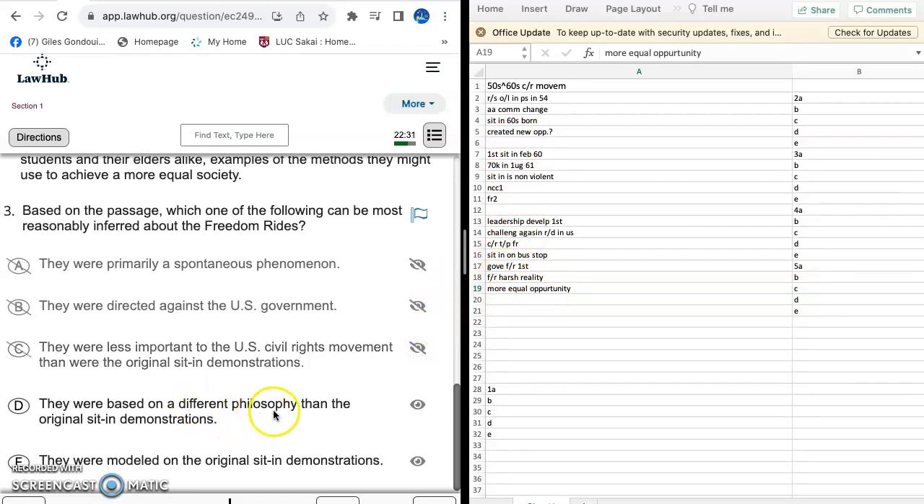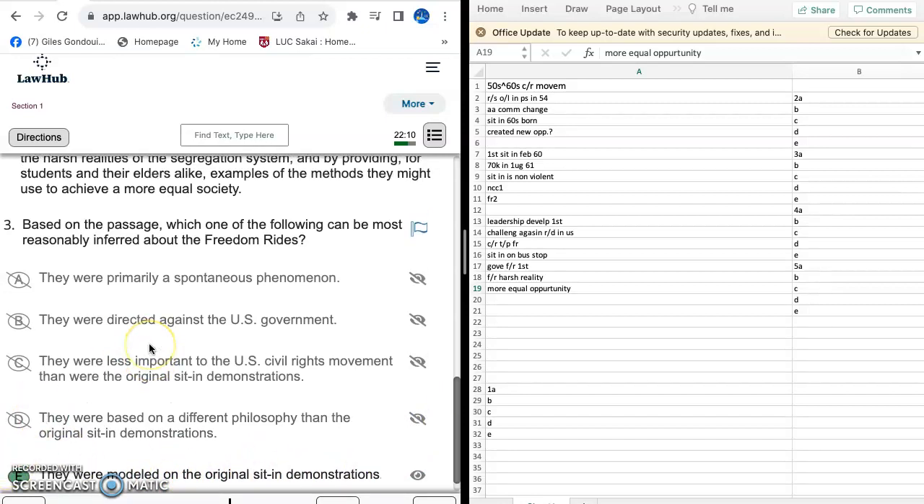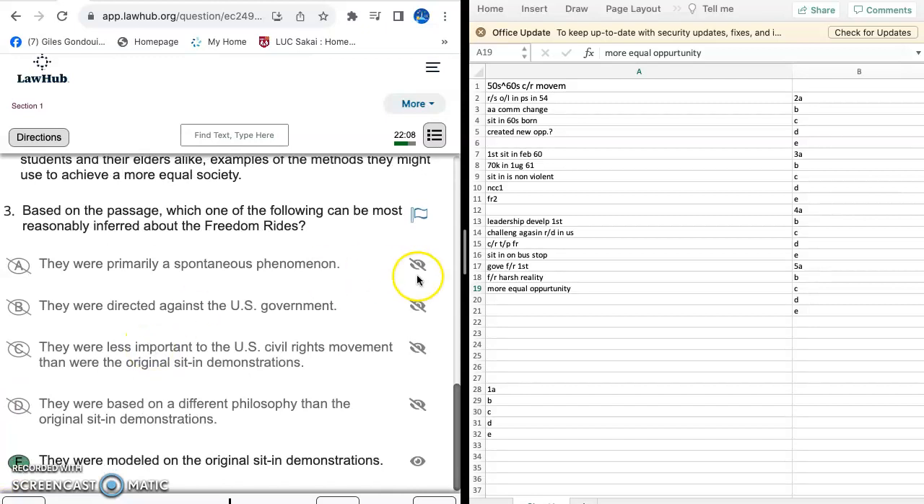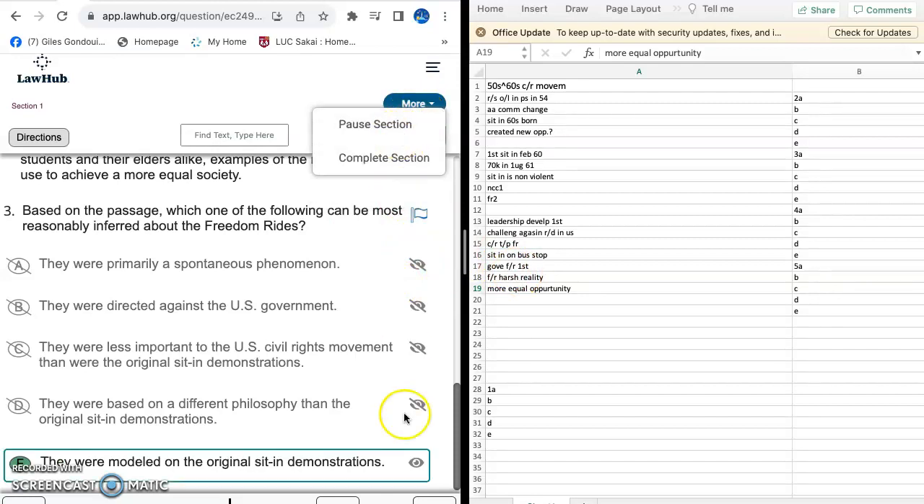They were based on different philosophies than the original sit-in demonstrations. The freedom riders weren't really based on different beliefs. They were based on the same exact method that was going on before. They were modeled on the original sit-in demonstration. That's actually a really good answer, because that's actually what they were doing, was using the sit-in as a method. So let's choose that one. And we got that one correct.